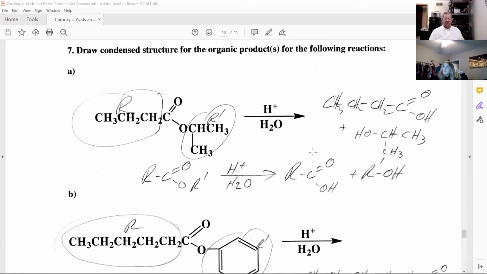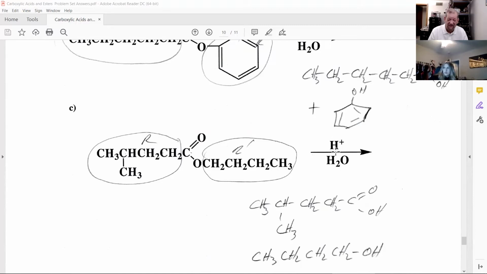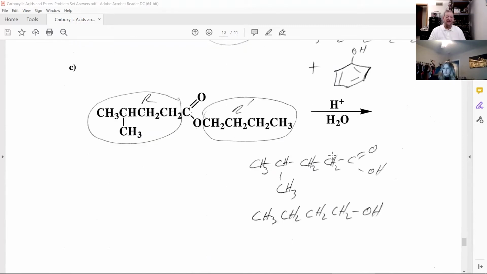And you have acid water, and what do you get back when you react an ester? The carboxylic acid and the alcohol you would have used to make that ester. And here R is three carbons, R prime is isopropyl, and you get this carboxylic acid plus this alcohol. If I do a different R group here, you can even have a benzene ring as R prime. You get this carboxylic acid plus phenol, which is an alcohol. And if you look at C, all I've done is made a more complex R and R prime.